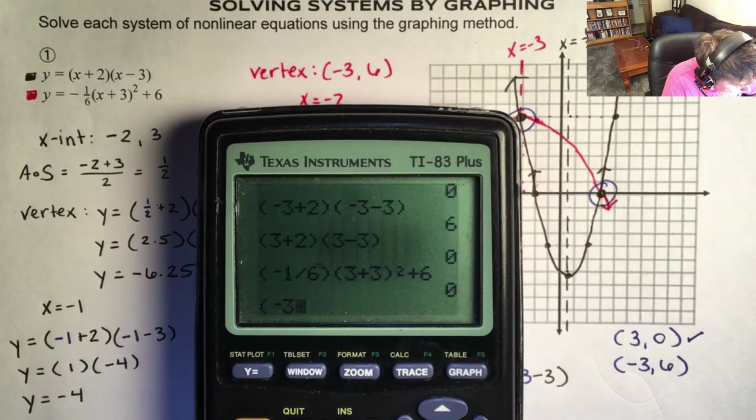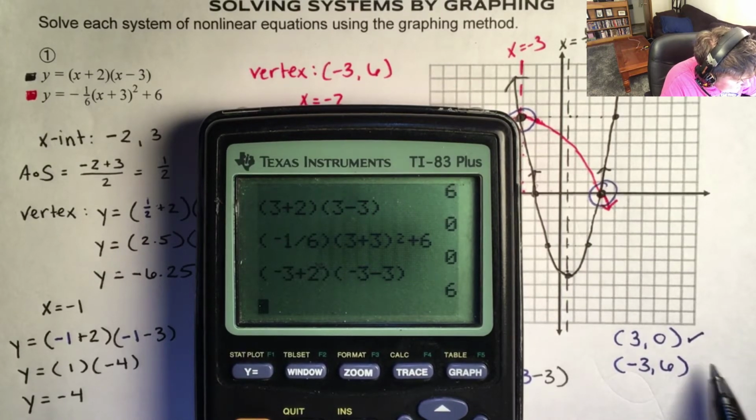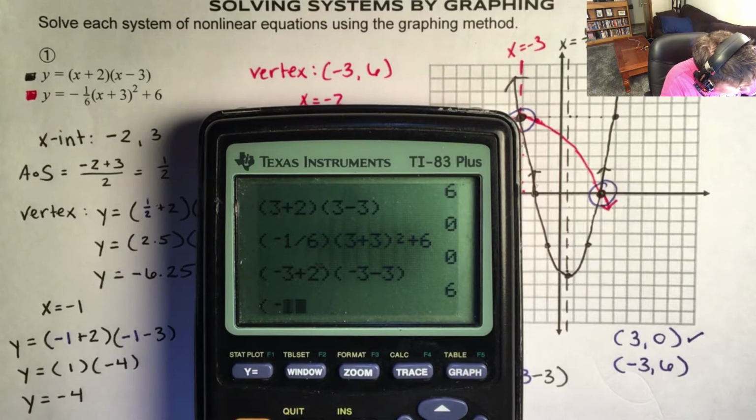So negative 3 plus 2 times negative 3 minus 3. Oh my goodness, hitting all the wrong buttons today. And that's 6, so that works out. Let's go ahead and do it for the other function here.